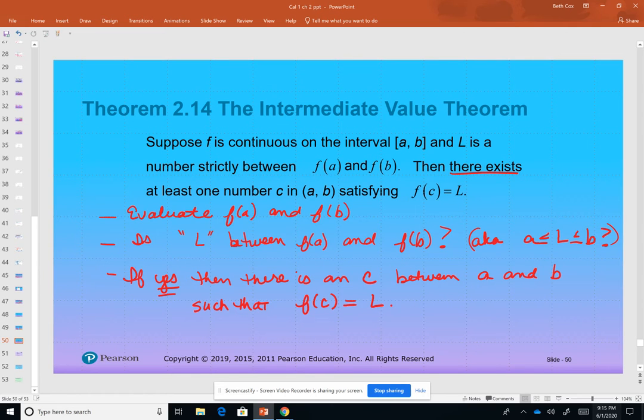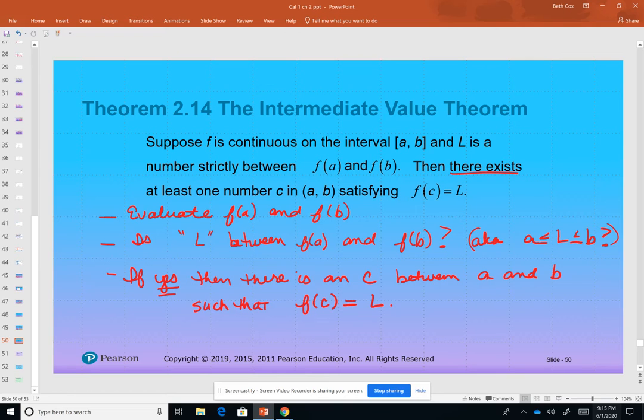This is the intermediate value theorem. And the intermediate value theorem is somewhat intuitive. It does make a little sense, but the way it's approached, it might make you confused a little bit. Just think about it a little while. So suppose f is continuous. So we're dealing with a function that is continuous on a specific interval. It doesn't have to be continuous everywhere, just on a specific interval.